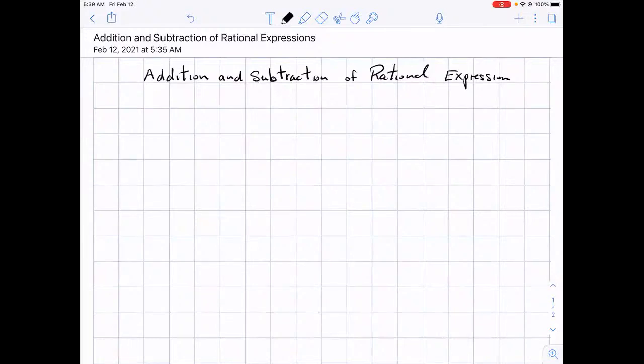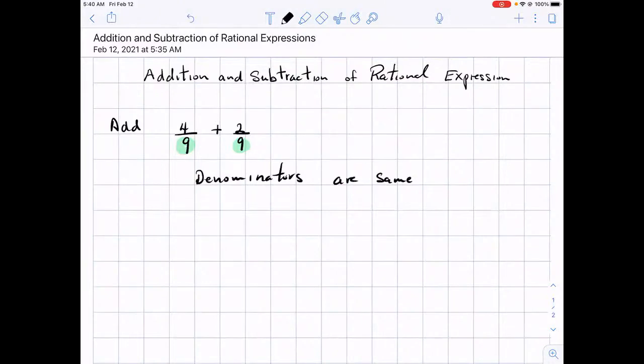Now, if you add two expressions that have the same denominator, a basic example will be a fraction. If I say add 4 over 9 plus 2 over 9. So here, these have the same common denominators. The denominators are the same.